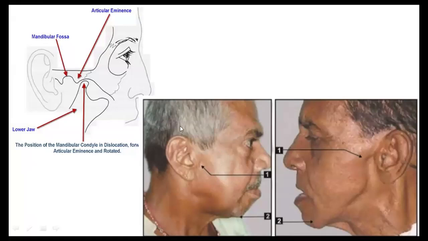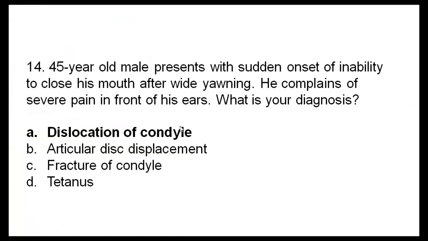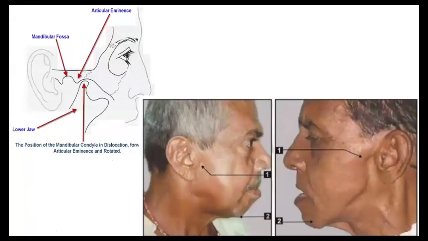The second option was, I think, articular disc displacement. Articular disc displacement is when we have anterior displacement of the articular disc, which is present between the condyle and the temporal bone. If the disc itself gets moved forward, not the condyle, only the disc comes anteriorly, then we call it articular disc displacement. We have two types, with reduction and without reduction, which is classically associated with clicking of the joint during opening and closing.